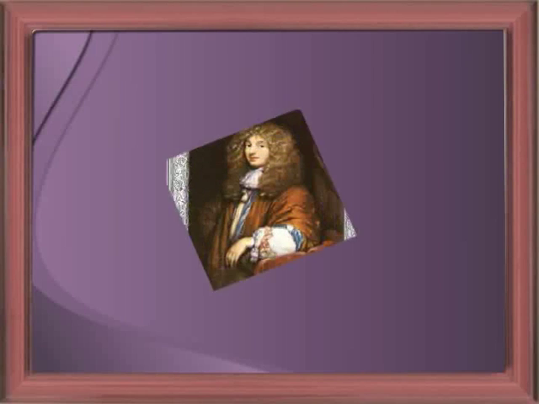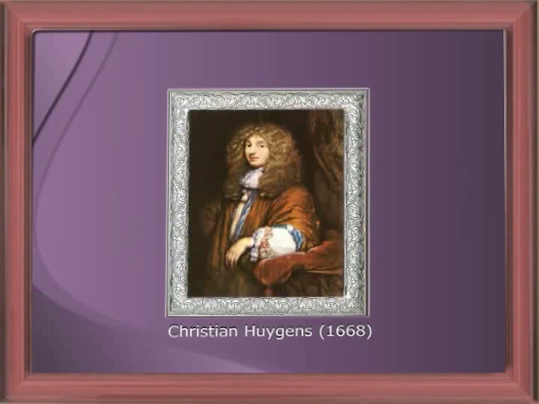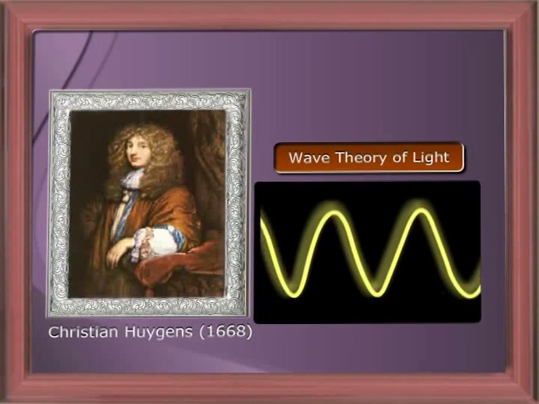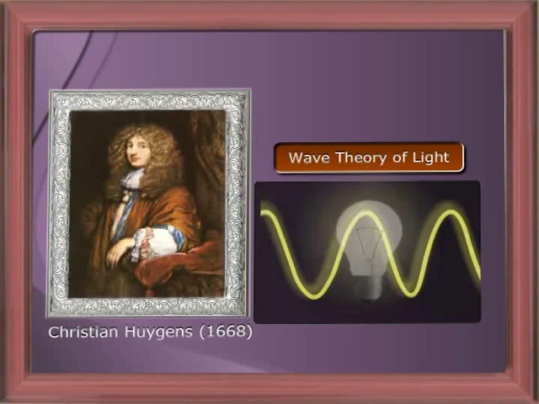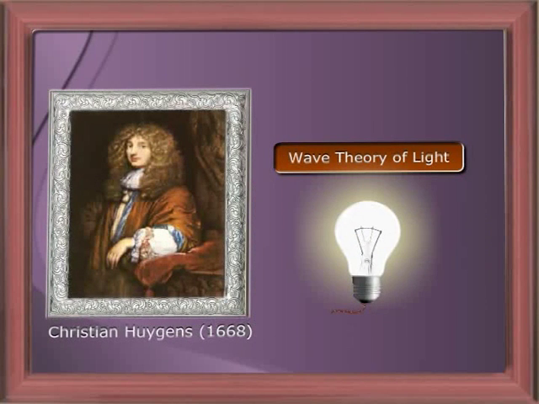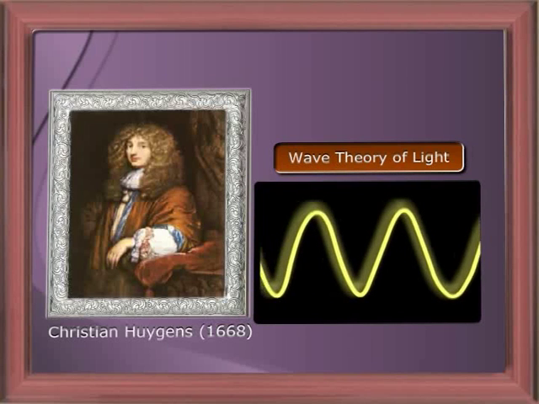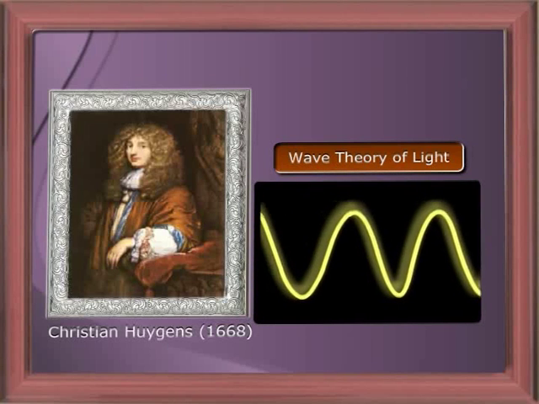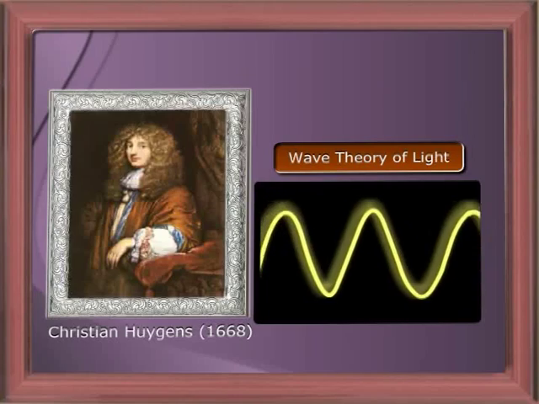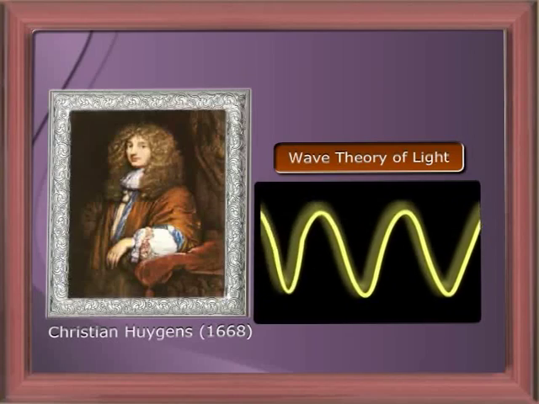Do you know who introduced the wave theory of light? Yes, you are right. In the year 1668, a Dutch physicist, Christian Huygens, introduced wave theory of light. Huygens assumed that from a source, light travels in a form of waves. This is called as wave theory of light.